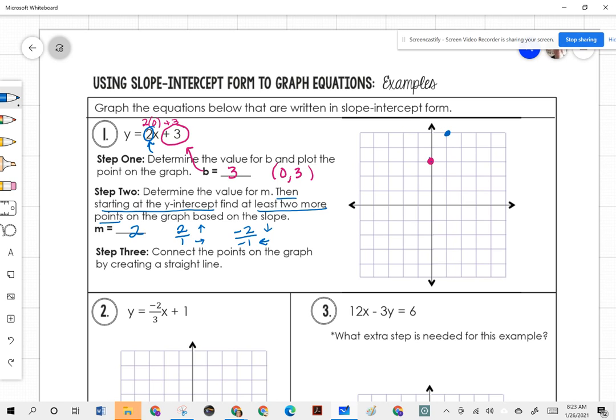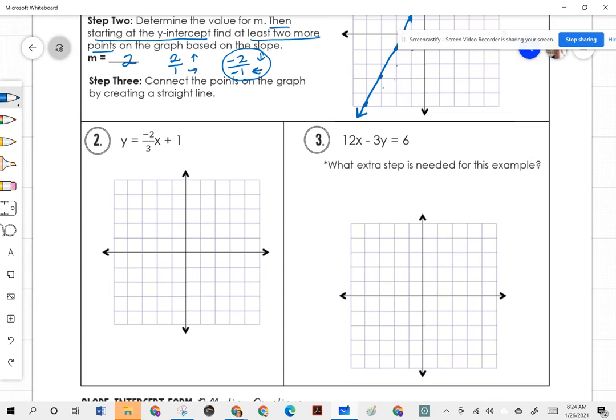Now I can't go any more up because I'm out of the graph. So what I'm doing is I'm going to utilize this going down and to the left. So going down 2 and over to the left 1. And then I connect it. And I can just continue to do that pattern. Down 2 and left 1 until I'm at the end of the graph. And so that's how you're going to graph.